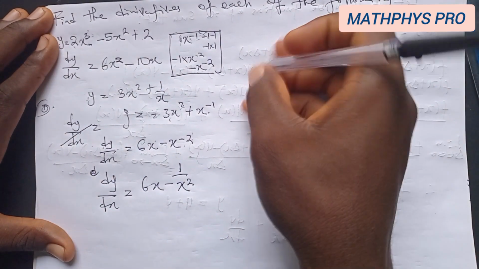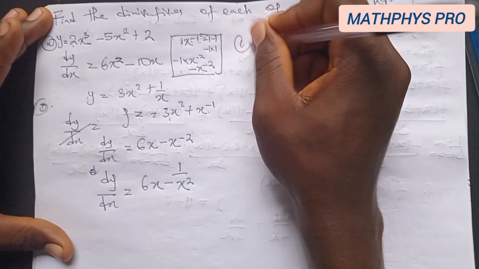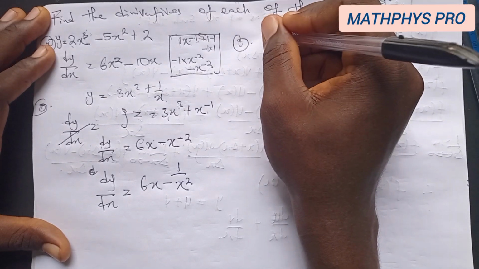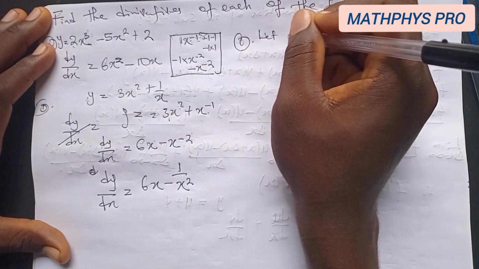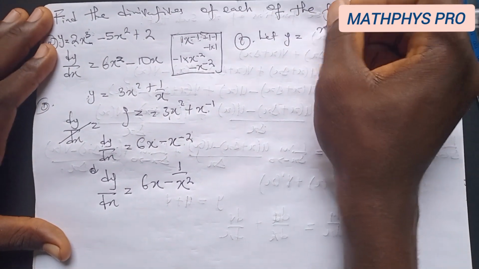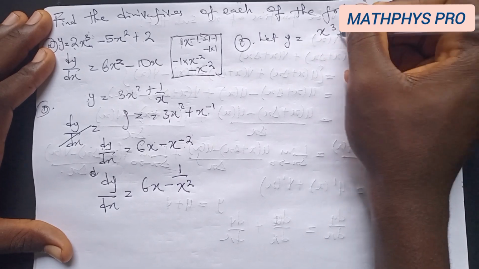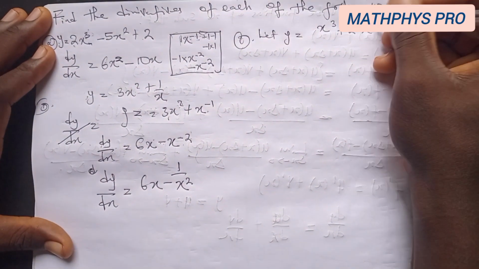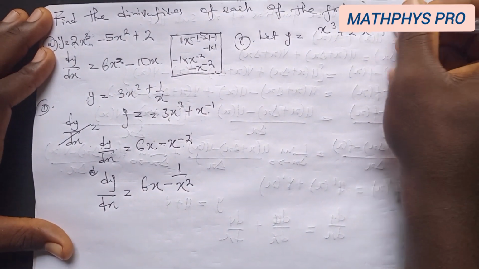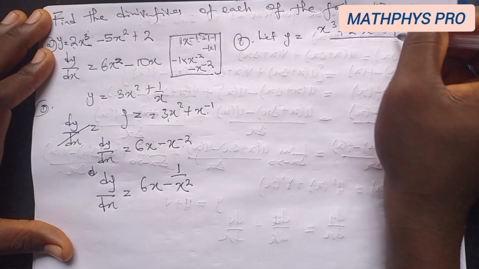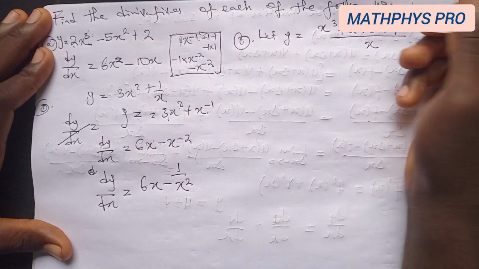So now let's attempt another question that says let y be equal to x cubed plus 2x squared plus 1 over x.